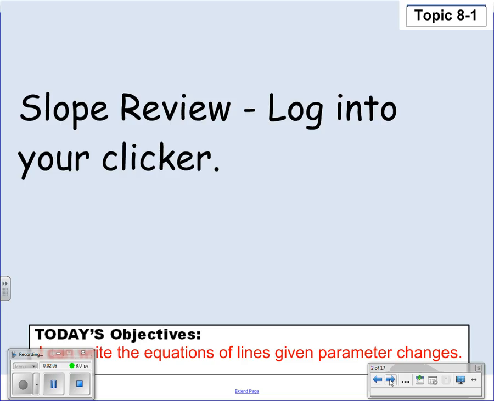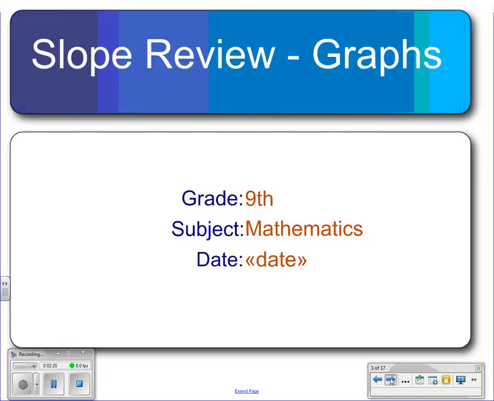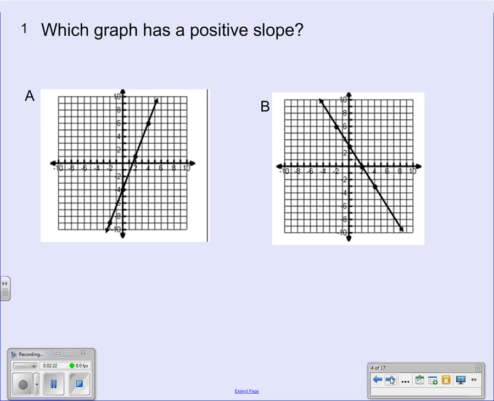We're going to do a quick review over slope, looking at graphs. If you have smart response clickers, you may use those. Otherwise, you can work on your paper. Number 1 says, which graph has a positive slope? So we're going to look at the two graphs.